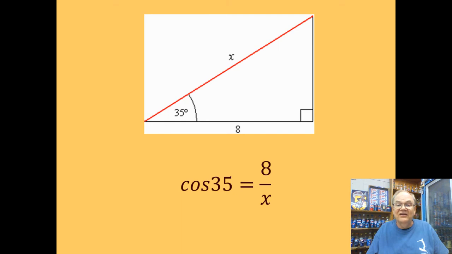And we'll talk about how to solve that in just a minute, but for now, you want to be able to look at that problem, recognize we've got adjacent and hypotenuse, so cosine 35 equals the adjacent side over the hypotenuse.